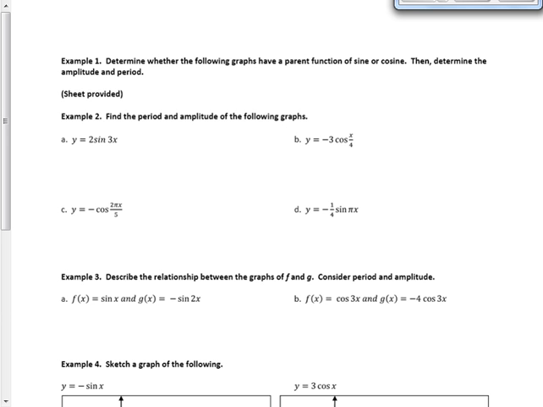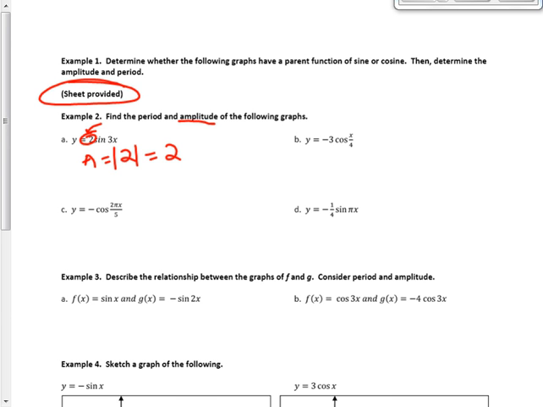So let's take a look at some ideas with this amplitude and period. I put this because there's a worksheet in the back, so go ahead and grab that worksheet on amplitude. You're just determining, if the graph has a parent function of sine or cosine, then determine the amplitude and period. And here's the examples that go along with that. So the amplitude is the first thing that we're going to find, because it's the first thing that comes in the equation. So I've got an amplitude that's equal to the number in front of the function. So a is equal to 2. It's the absolute value of 2, which is just 2.